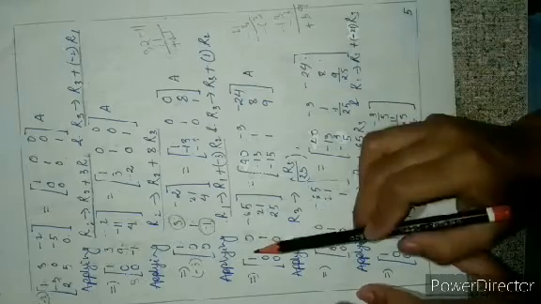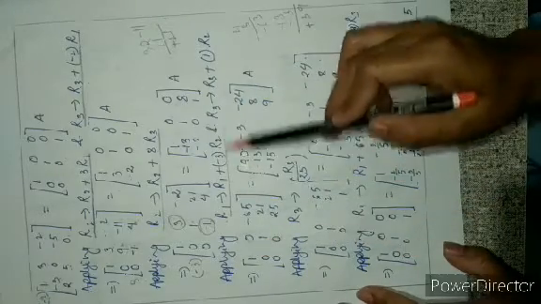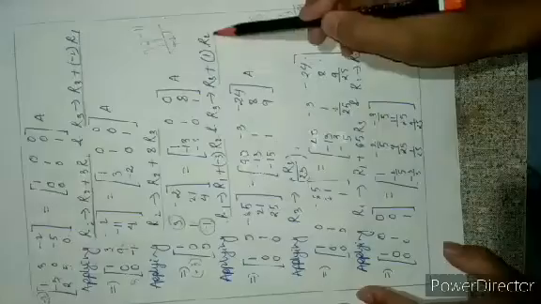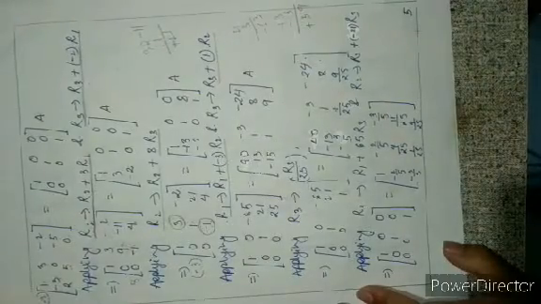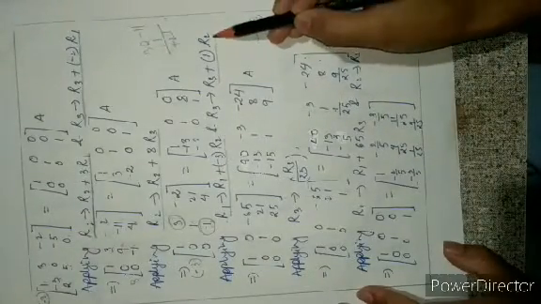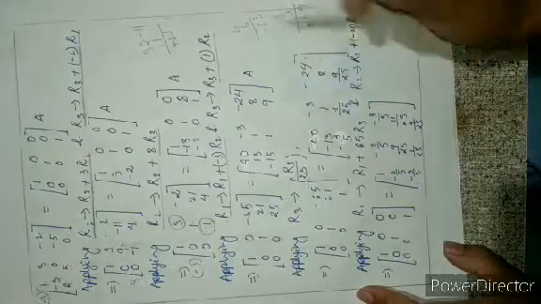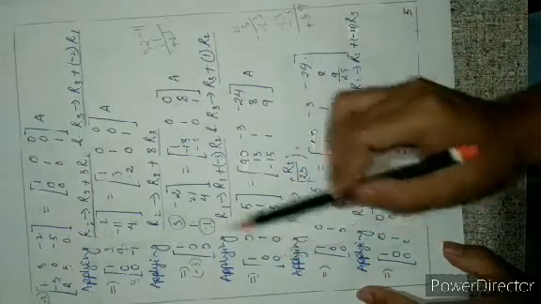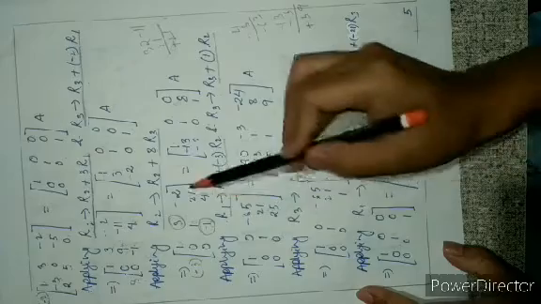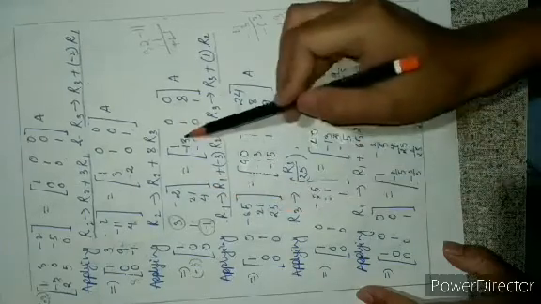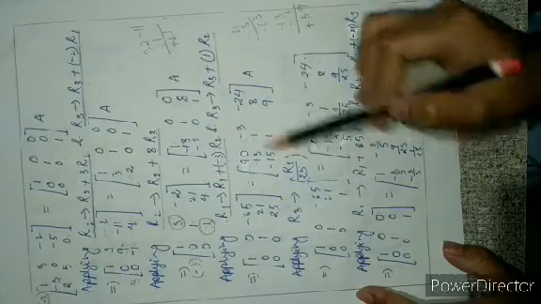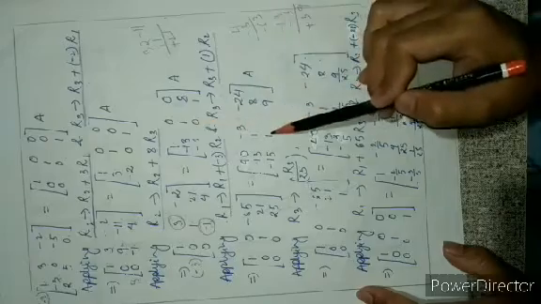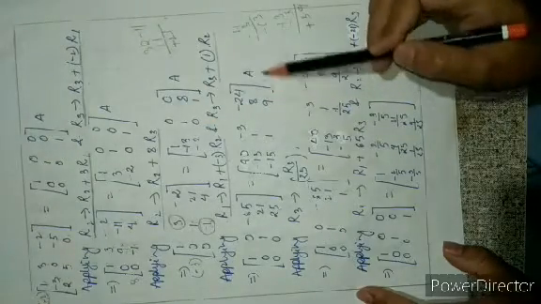Now apply the operator on the third row, adding the second row to the third row: 0 plus 0 is 0, 1 plus minus 1 is 0, 21 plus 4 is 25, minus 13 plus minus 2 is minus 15, 1 plus 0 is 1 and 8 plus 1 is equal to 9.